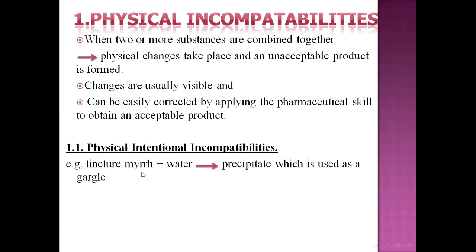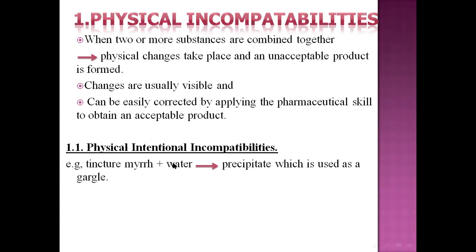Tincture of myrrh is a myrrh extract in hydroalcoholic solution containing a high amount of alcohol. So when it's mixed with water, some of the components are going to precipitate, okay? This precipitate, you will visually see a precipitate. That's why it's a physical incompatibility, okay? Something that was soluble in the tincture of myrrh was precipitated by the addition of water.